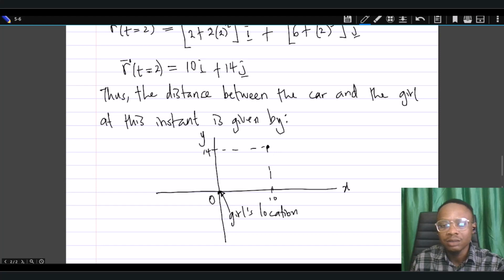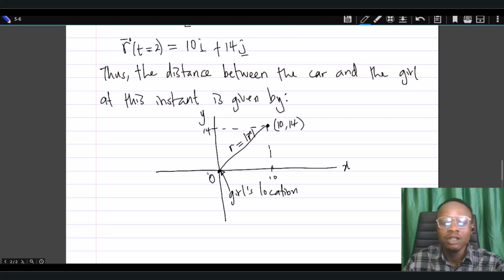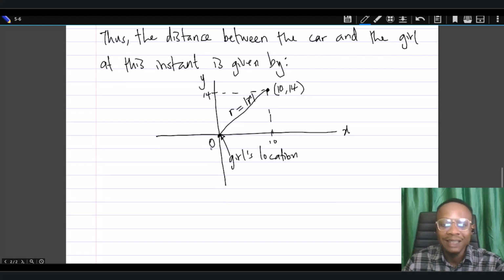So this is the point where we have 10 comma 14, and all of those will be in meters, and then we need this distance. Of course, this is r, the magnitude of our position vector. So this length is the magnitude of our position vector at this point. So this is the distance between 0 comma 0 of this coordinate system and 10 comma 14. So that should be quite easy to relate with.